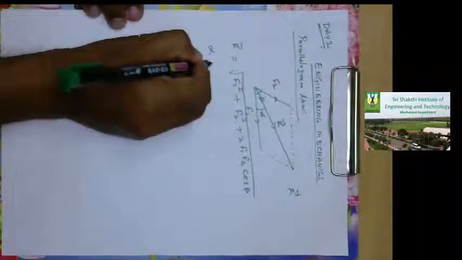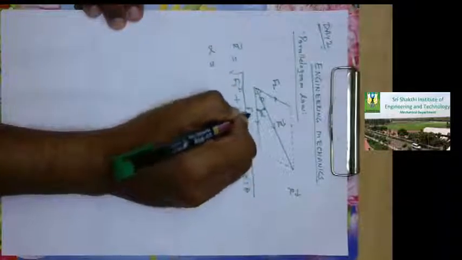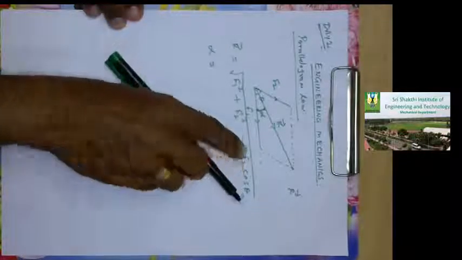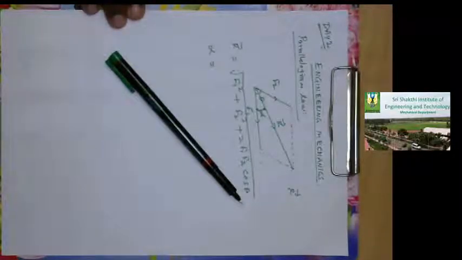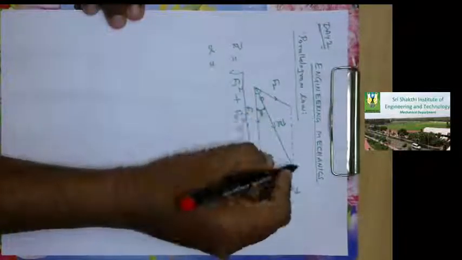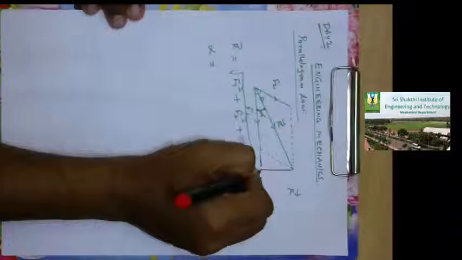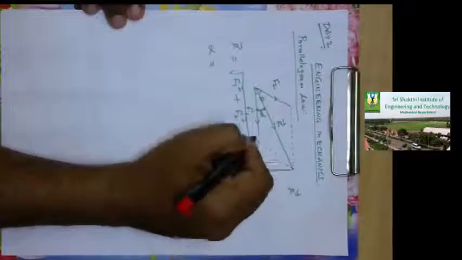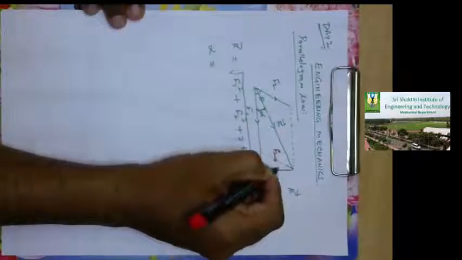Now how do we find this alpha? Alpha is the angle of this resultant with respect to the horizontal, which is along my x. To find alpha, complete this triangle: draw a vertical and a horizontal and extend this line. This line will represent your force F2, and this angle will be theta.